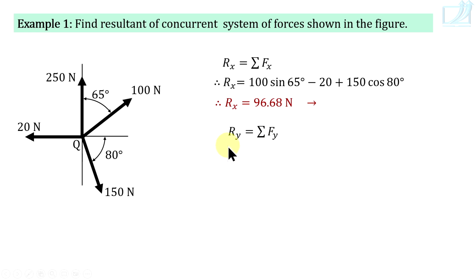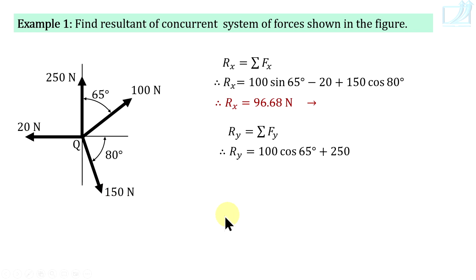Now the second equation, Ry is equal to sigma Fy. You are writing sum of all vertical components. So focus on vertical direction. Just check whether force is upwards or downwards. So 100 Newton force is upwards and we are using angle with y-axis. So here y component is cos component and it is upwards, that's why positive. 250 Newton force, the force itself is along y-axis and it is upwards, so positive 250. 20 Newton force is neither upwards nor downwards, so it has no vertical component.